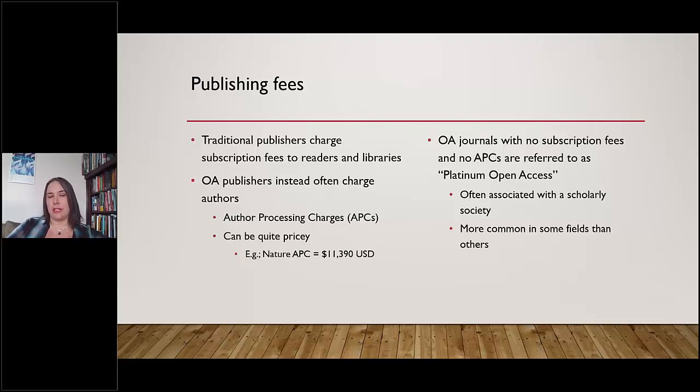But Nature, for example, recently said, okay, we're going hybrid. Some of our articles will be open access. All you have to do is pay us $11,390 US. So when I say build it into your grant applications, I do mean it. I don't have 11,000 spare dollars lying around. I suspect most of you don't either.